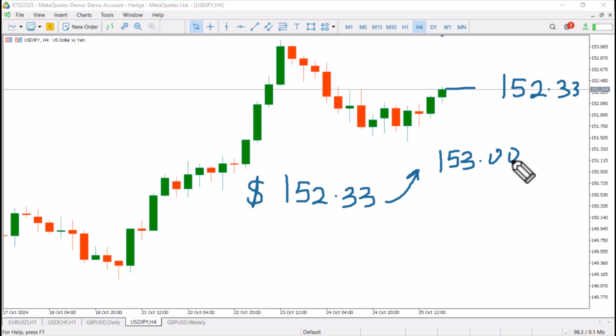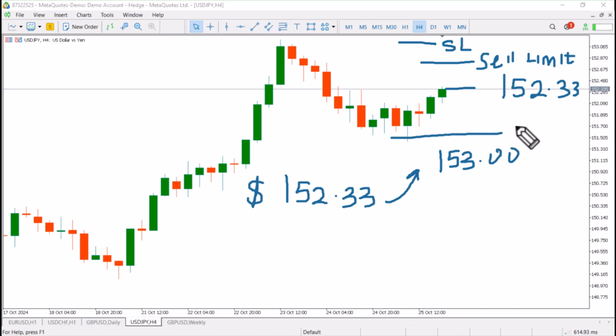You use sell limit to limit your what? Loss. So you use an order above, which we call sell limit. So the sell limit will be above, and the stop loss will be above our sell limit, and our profit will be what? Below. That is our TP, our take profit. Alright, so this is what the sell limit is all about.